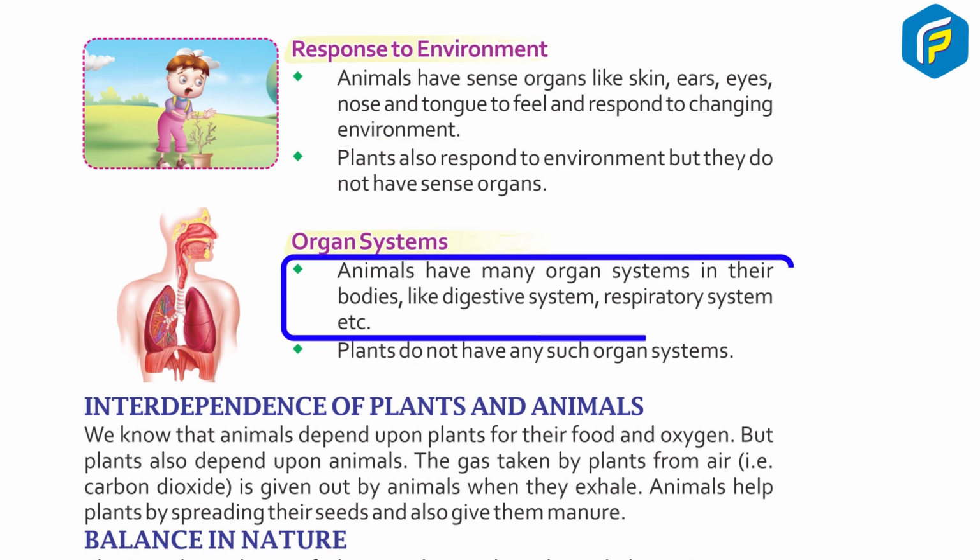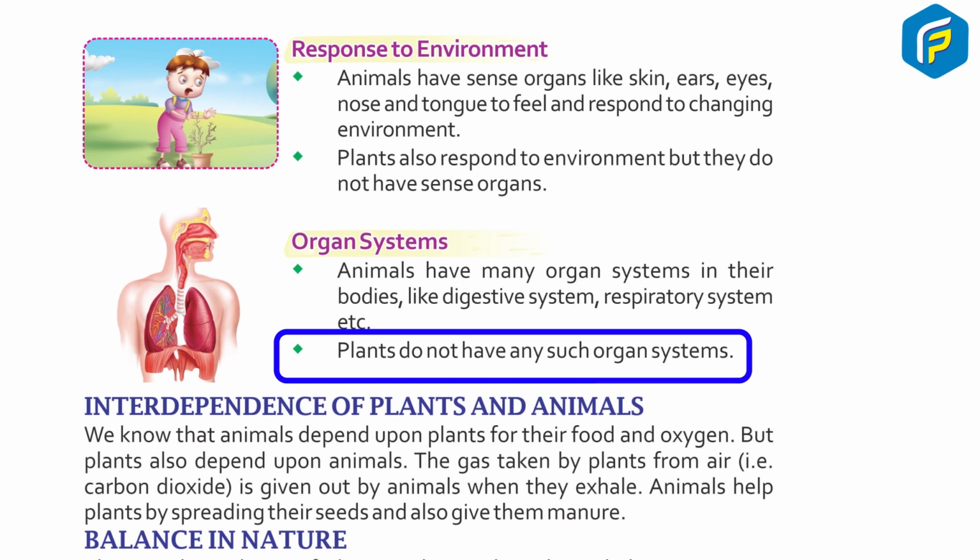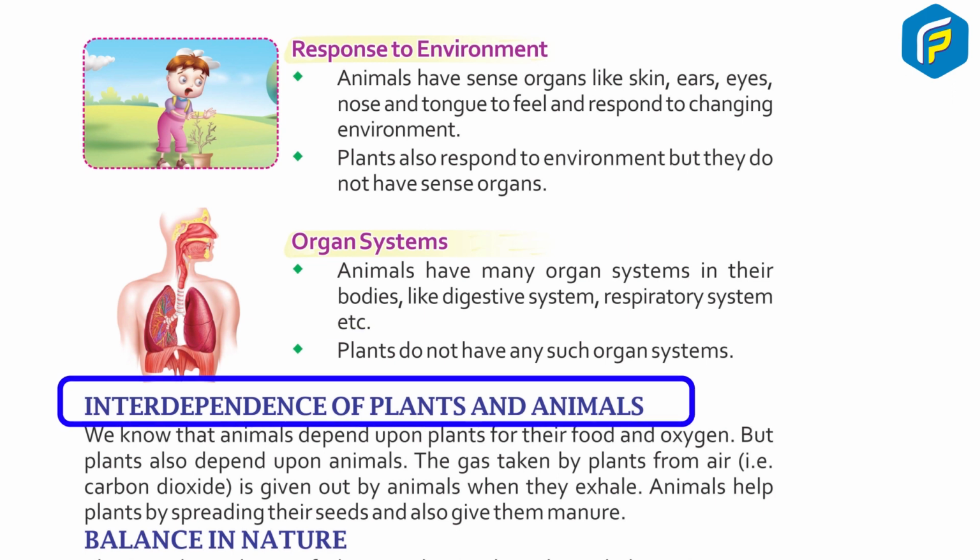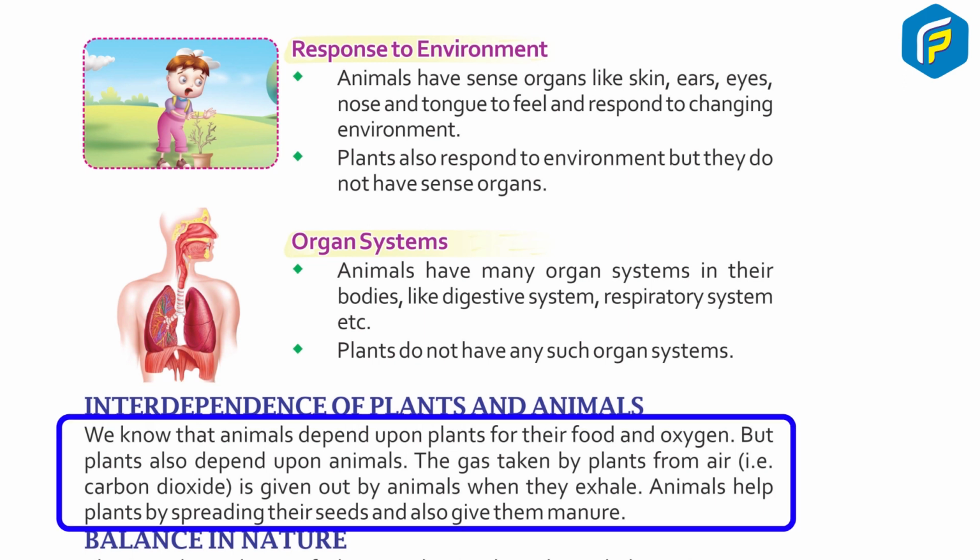Organ systems. Animals have many organ systems in their bodies like the digestive system, respiratory system, etc. Plants do not have any such organ systems. Interdependence of plants and animals. We know that animals depend upon plants for their food and oxygen, but plants also depend upon animals. The gas taken by plants from air, carbon dioxide, is given out by animals when they exhale. Animals help plants by spreading their seeds and also give them manure.